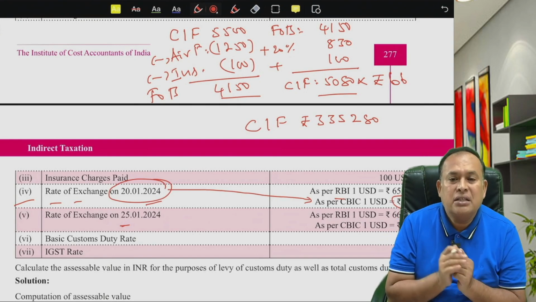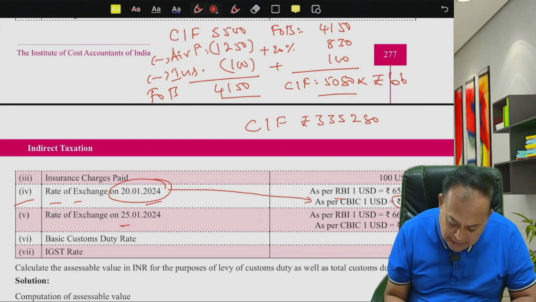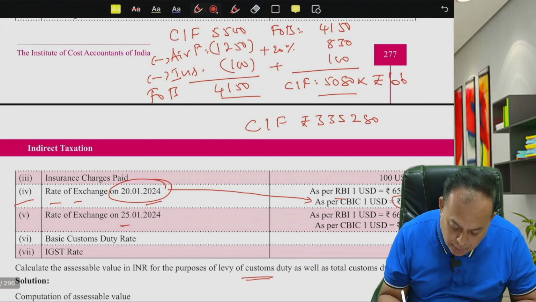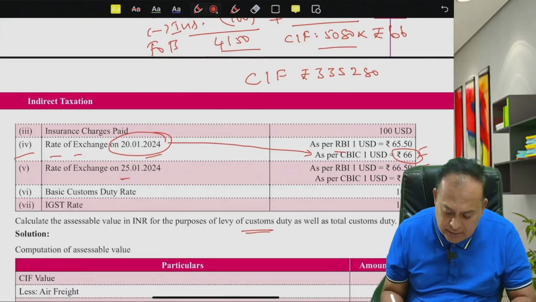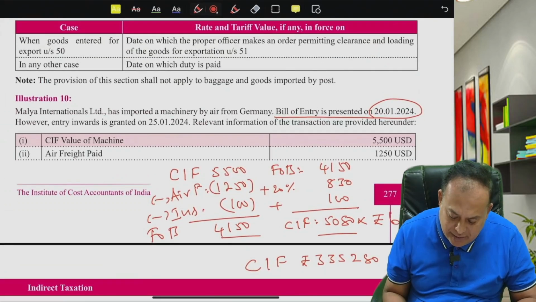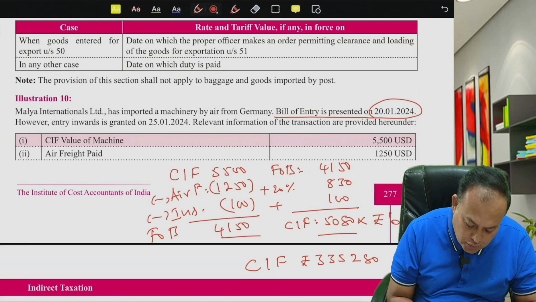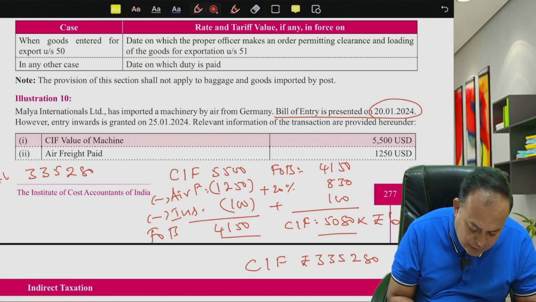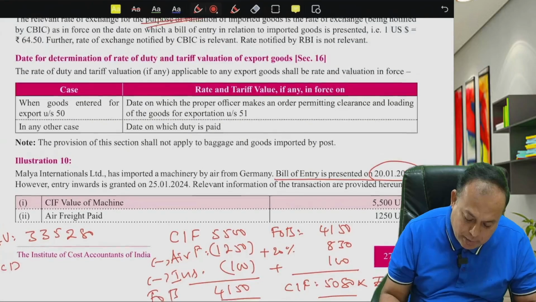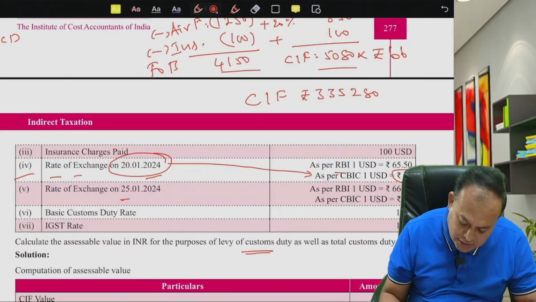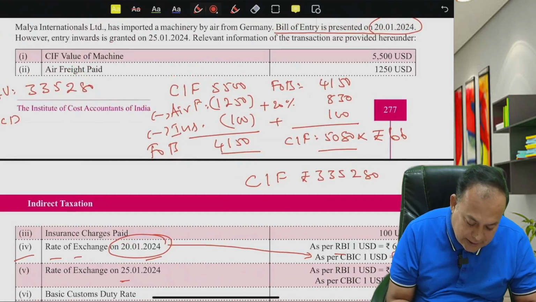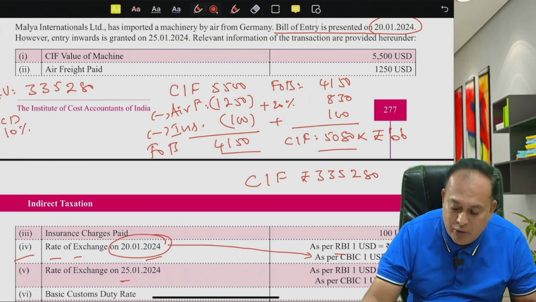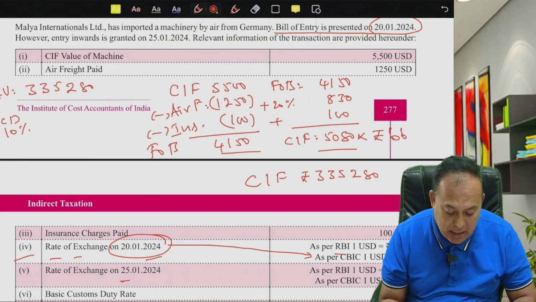Once we get it, they are further asking us to find out the custom duty also. So we are going to apply now. I will take some space here. We got 3,35,280 as our assessable value, AV, on which we have to apply basic custom duty. What rate is given in the given problem? Basic custom duty is given as 10%. So 10% BCD, whenever you apply for imported goods, you have to apply on that value.